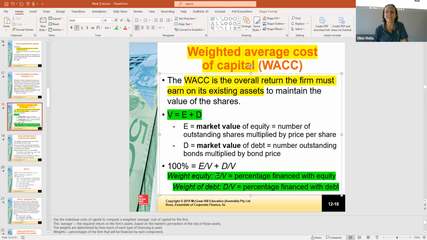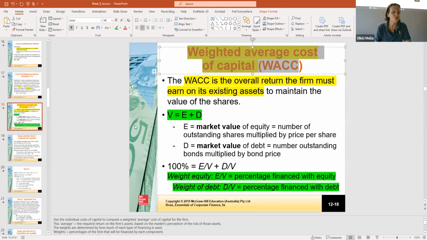So we're weighting the cost of the equity and the cost of the debt using the market values, the current market values of equity and debt. Now, it's easier to understand what that means by having a look at an example, and there's an example that we can go through. But before we have a look at the example, there's a formula. And the formula is what we use when we're trying to calculate the weighted average cost of capital.